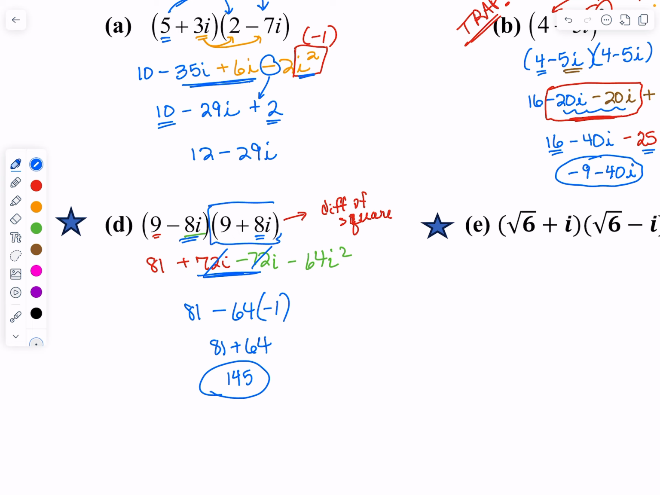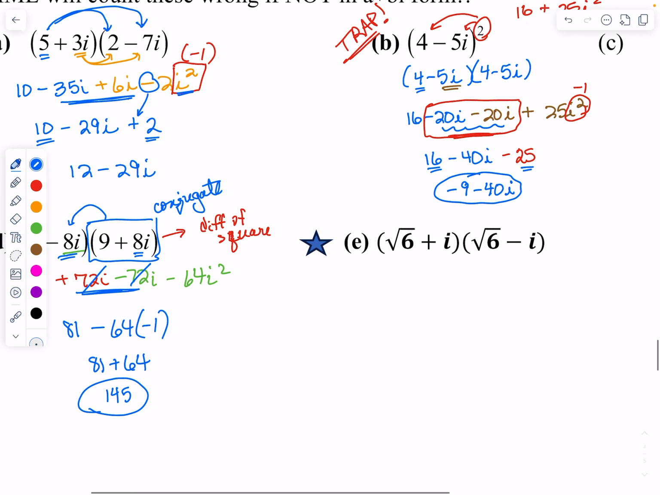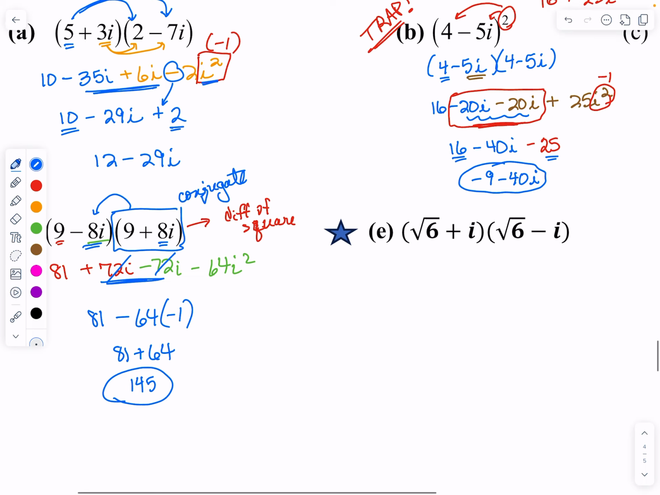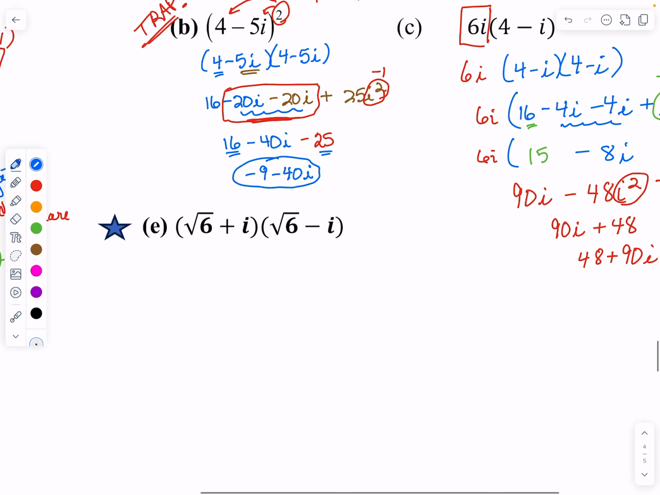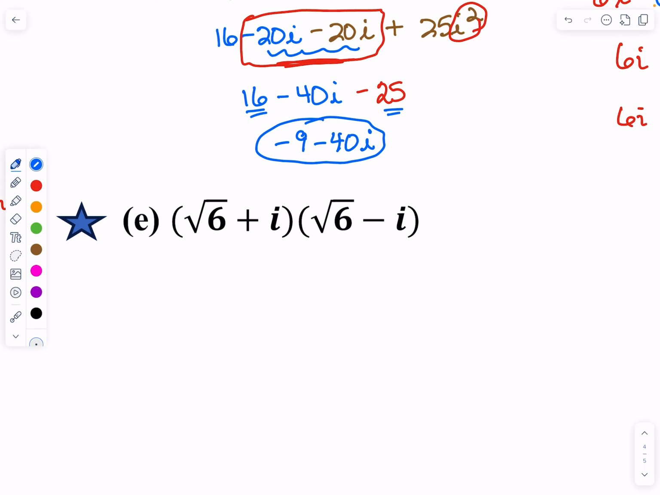This one is called the conjugate of the original. It's exactly the same, except we change the sign in the middle. We're going to talk more about that a little bit later, but I thought I'd just drop that little word for you to get you used to hearing it. Let's do this last one.